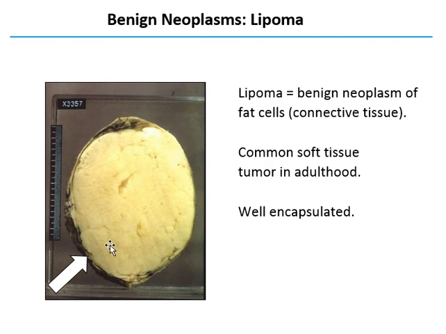Lipoma, which we see here, is a benign tumour of fat cells. It's the most common soft tissue tumour in adulthood. Here you have a well-encapsulated mass of adipocytes. Those are fat cells. It's soft, mobile, and normally quite painless, simply cured by excision through surgery.